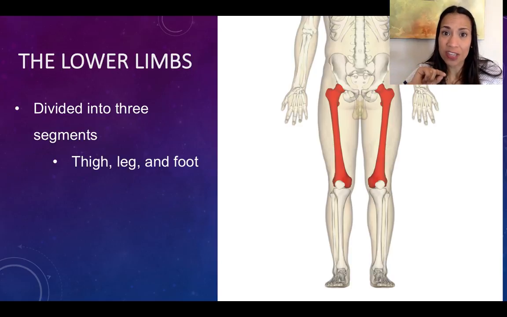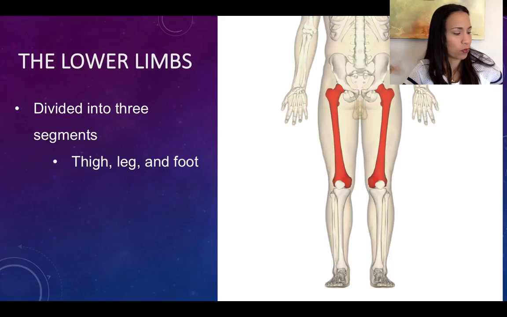Instead of having 8 carpal bones, in the foot we have just 7 tarsal bones. So we end up having the same number of bones in the upper and lower limbs.